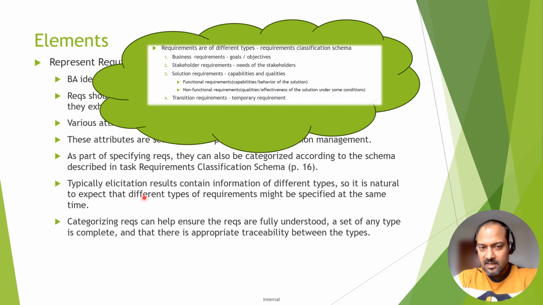Then we have, typically, elicitation results that contain information of different types. So it is natural to expect that different types of requirements might be specified at the same time. Categorizing requirements can help ensure the requirements are fully understood, a set of any type is complete, and there is appropriate traceability between the types. So this way we have categorized the requirements: these are the business requirements, these are the stakeholder requirements, these are the solution requirements.